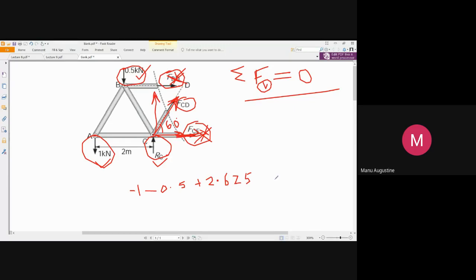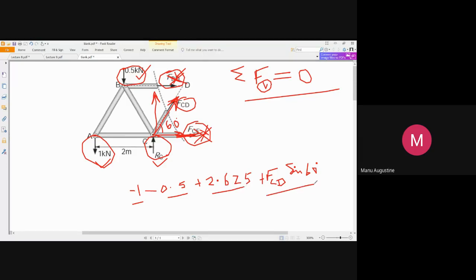So what should I take? Since FCD sin 60 is vertically upwards, so I will put plus FCD sin 60. Now I have all the vertical forces: minus 1, 0.5, 2.25 and FCD sin 60.